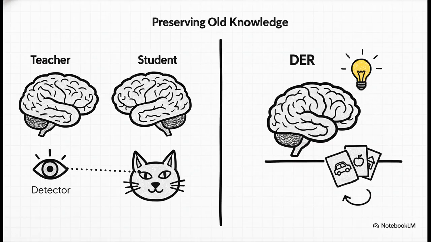It uses the detector to create a mask, and it only applies that stay-the-same pressure on the pixels that the detector has identified as old classes. It's a surgical strike for stability. Then it combines this with Dark Experience Replay, or DER. This is more of a general memory booster. It keeps a small collection of old examples and the model's raw outputs for them, and it just kind of rehearses them every now and then to keep that old knowledge sharp.